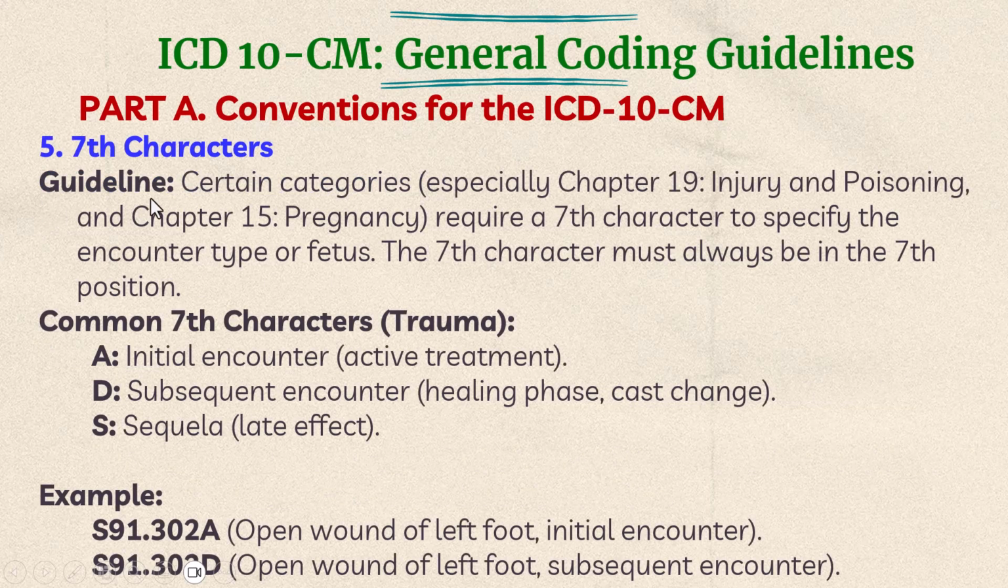Number 5, 7th characters. As I said earlier, certain categories, especially chapter 19, that is injury and poisoning, and chapter 15, that is pregnancy, require a 7th character to specify the encounter type or features. The 7th character must always be in the 7th position. Some common 7th characters in trauma: A for initial encounter, that is for the acute treatment; D for subsequent encounter, that is for the healing phase or the cast change; S for sequela or late effect. For example, the code S91.302A means open wound of left foot, initial encounter.